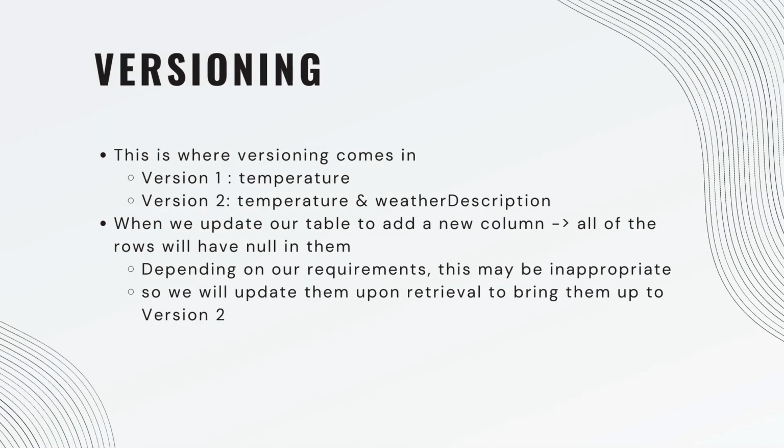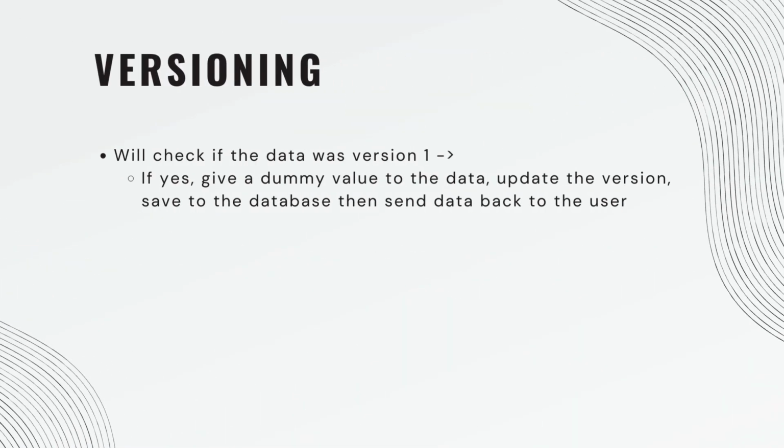Our version 1 was just the temperature, our version 2 was temperature and weather description. So when we update our table to add a new column, all of the rows will have null in them. They'll have no weather description. Depending on our requirements, this may be inappropriate, so we will need to update them upon retrieval to bring them up to version 2. So basically how this works is when we get data from the database, we're going to check to see if the data was on version 1. If yes, we're going to give a dummy value to the data, bringing it up to the new standard. And then of course we also have to resave it back to the database.